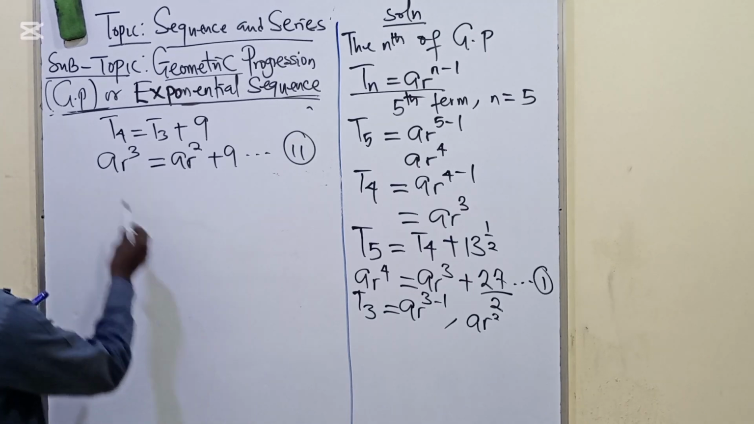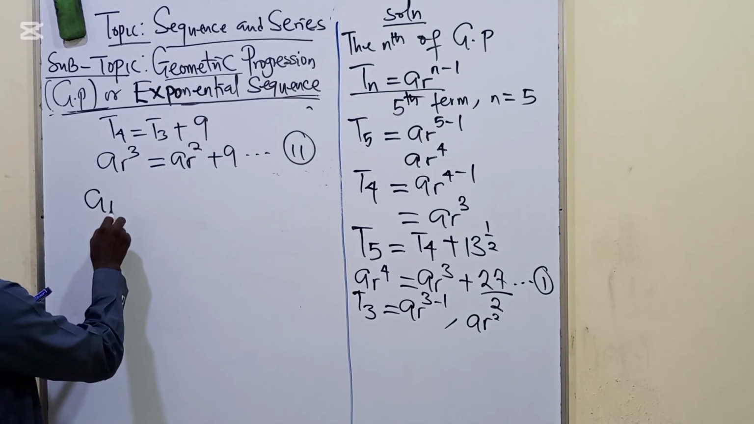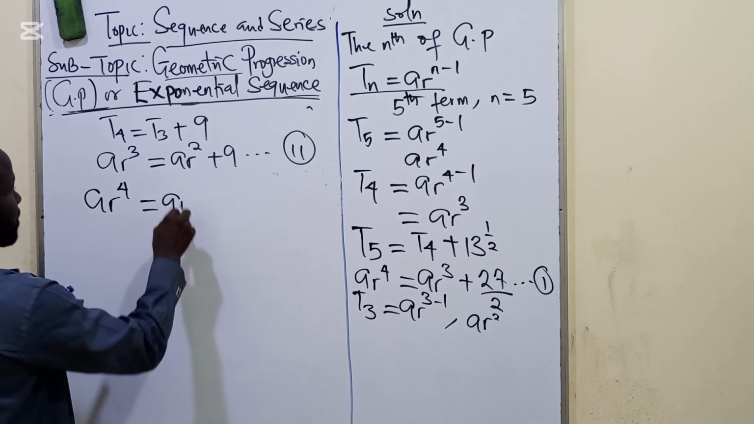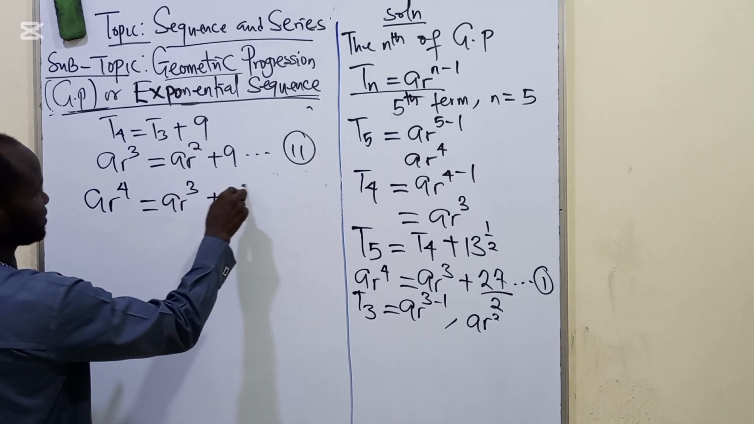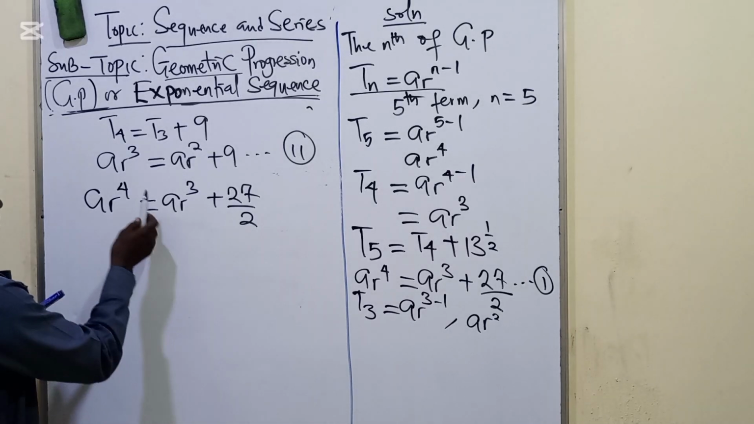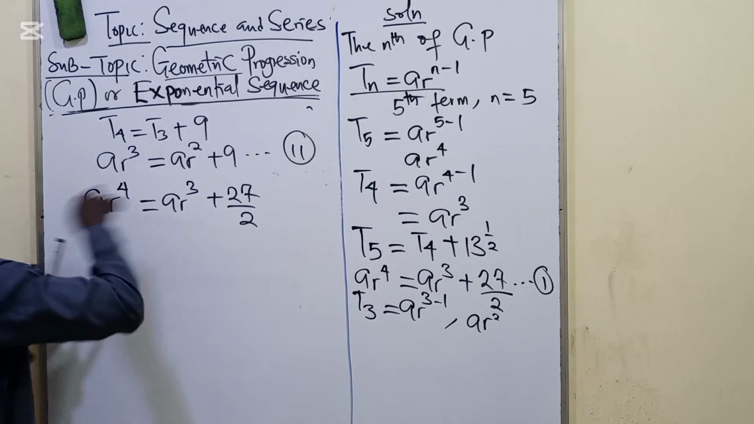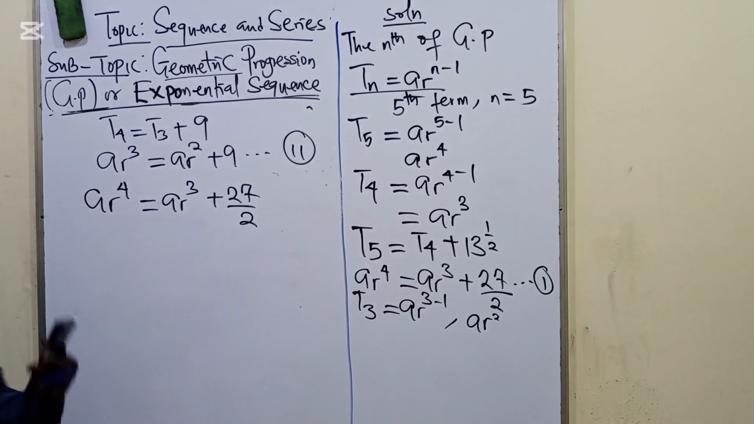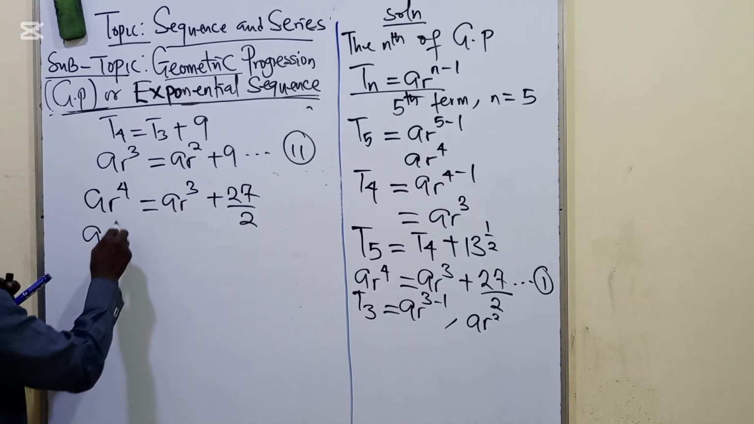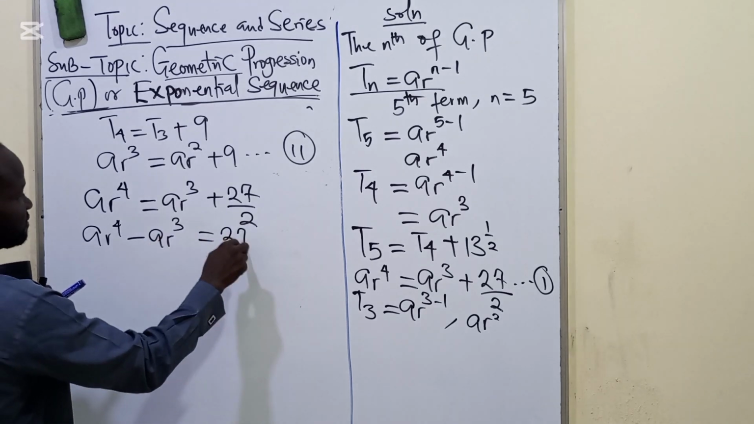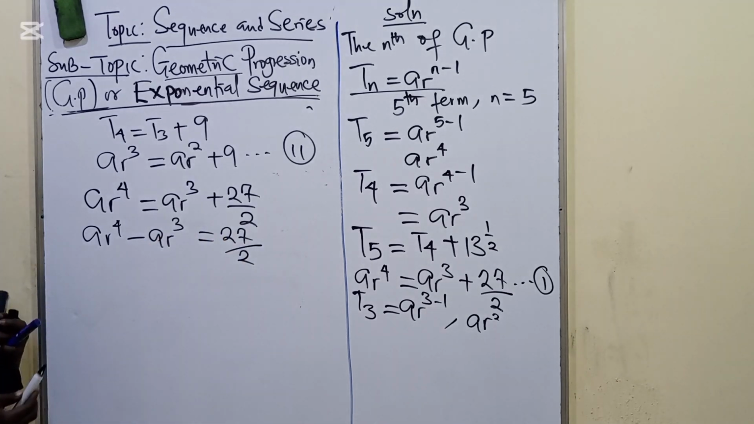Equation 1 is given as AR power 4 is equal to AR power 3 plus 27 divided by 2. Let's try to rearrange this. Let's bring AR power 3 to the left so that we have AR power 4 minus AR power 3 equal to 27 divided by 2. Let me work on this.